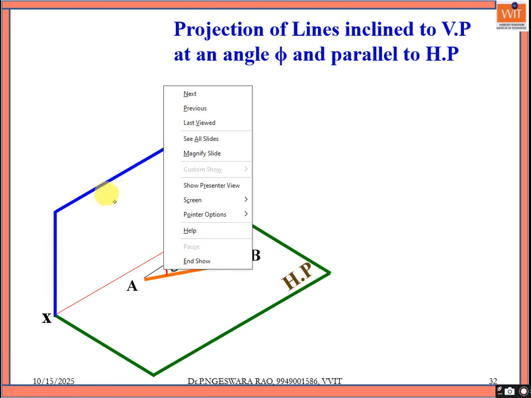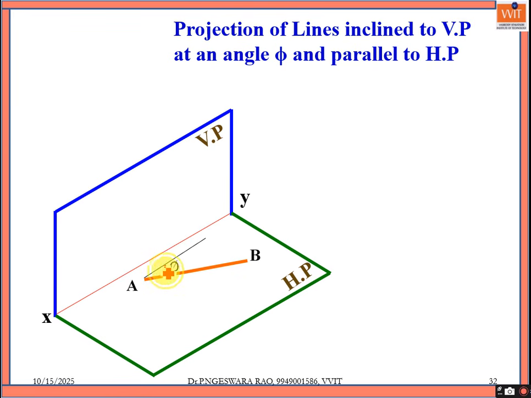Now this is the possible condition. The line is inclined to VP. Let us say the angle with VP is phi. In this case, we can see this angle in the top view only. So in the top view, we need to draw the line with true length, inclined with the XY line at the original angle phi with the vertical plane. That is, in the top view we need to draw with the true length and true angle.